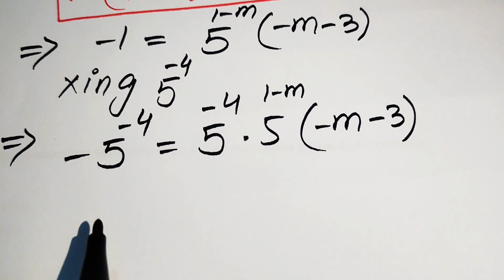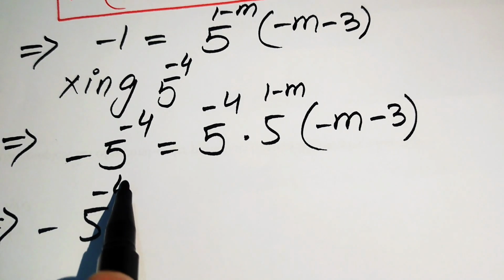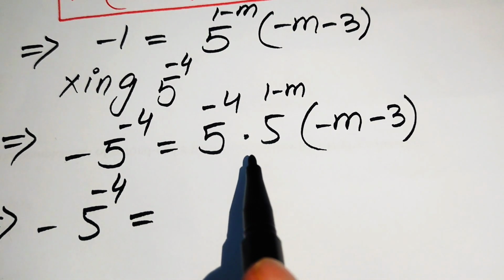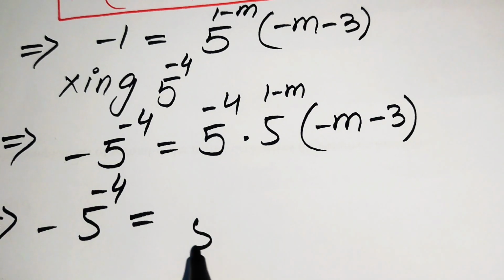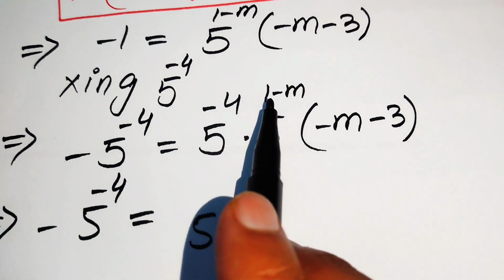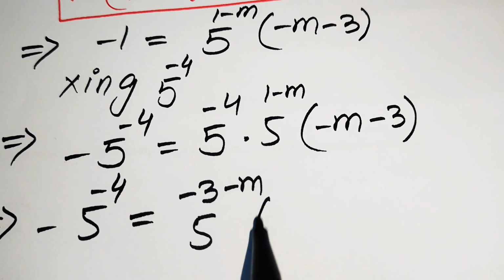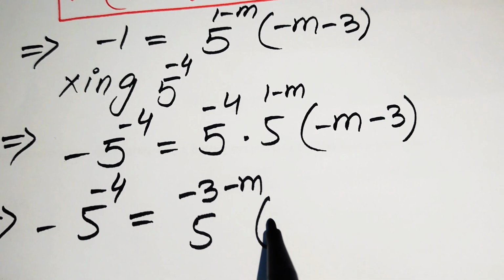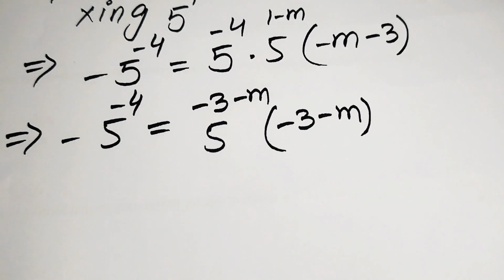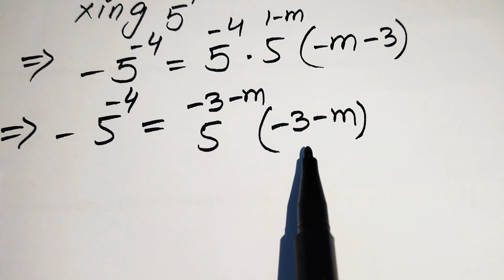And now in the next step we have -1 times 5 to the power of -4 equals, here the bases of both of these terms are the same, so we write it as 5 to the power of -4 plus 1, so -4 plus 1 equals -3 minus m, and we write this -m minus 3 as -3 minus m. So you see here we have the exponent of this term and it is multiplied by here.